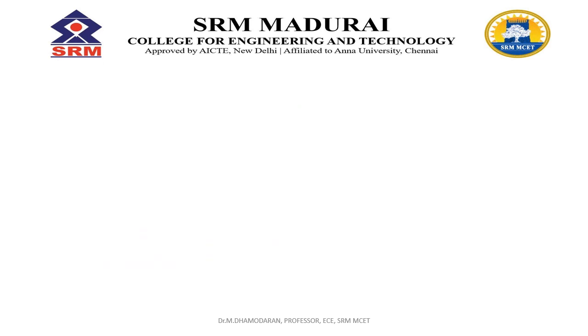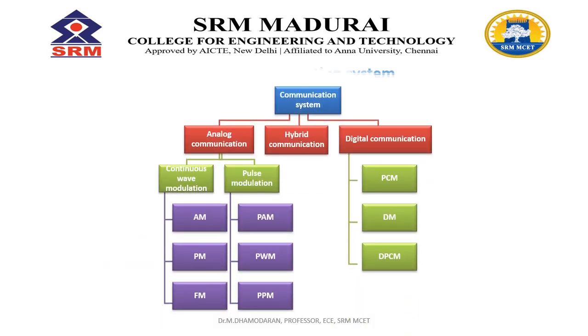This is the classification of communication systems. We can use analog communication, digital communication, or hybrid communication. The combination of both analog and digital is called hybrid communication. Analog communication is divided into two parts: one is called continuous wave modulation, and the other is called pulse modulation.